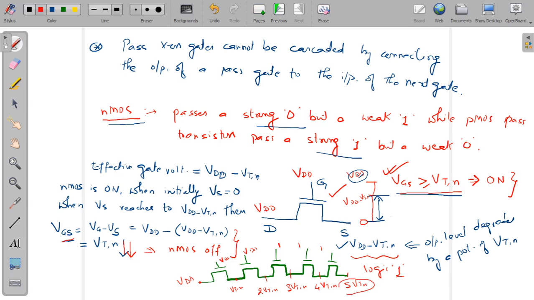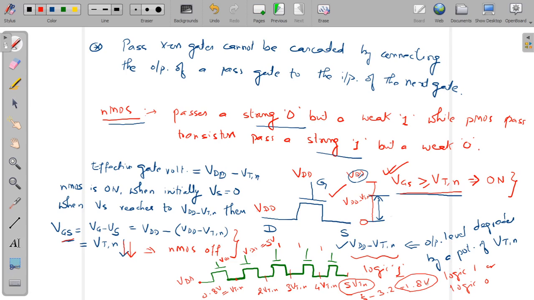Taking a typical case, if VDD is 5 volts and VTN is, let's say, 0.8 volts, then after 5 stages it will degrade by 5 times 0.8, that is 3.2 volts. So ultimately here it will appear as 5 minus 3.2, that is 1.8 volts, which may not be treated as a logic 1 level.